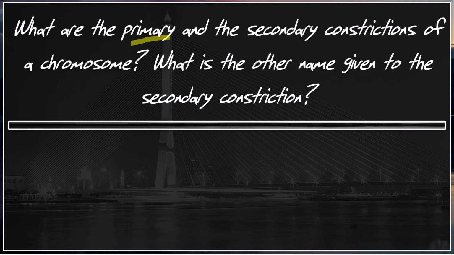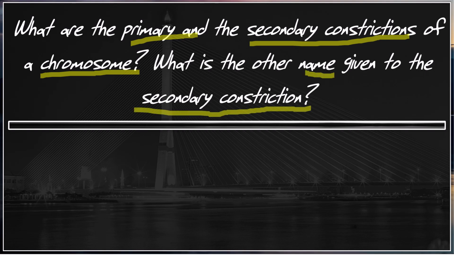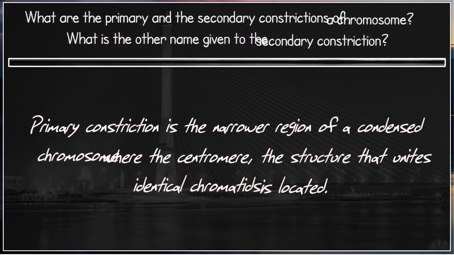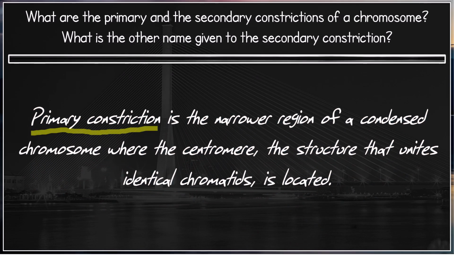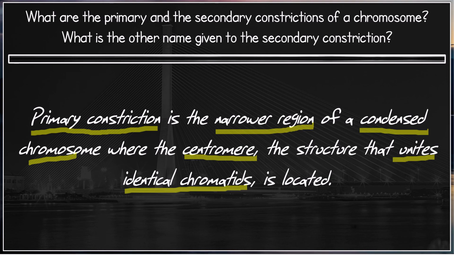What are the primary and secondary constriction of a chromosome? What is the other name given to the secondary constriction? Primary constriction is the narrower region of the condensed chromosome, where the centromere, the structure that unites identical chromatids, is located.